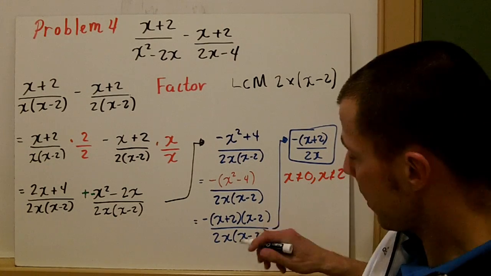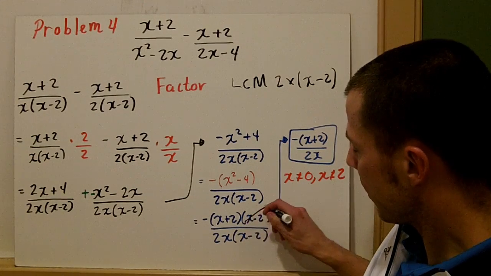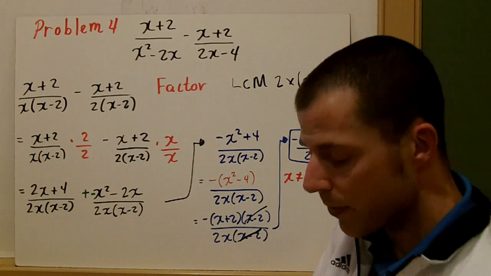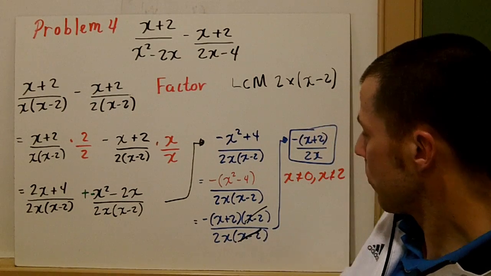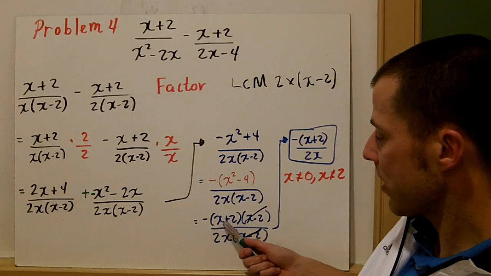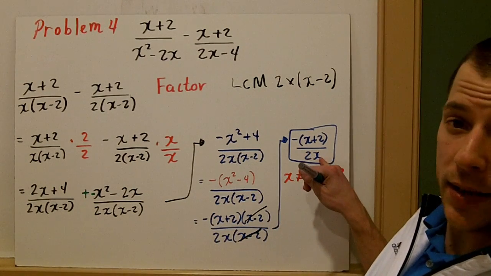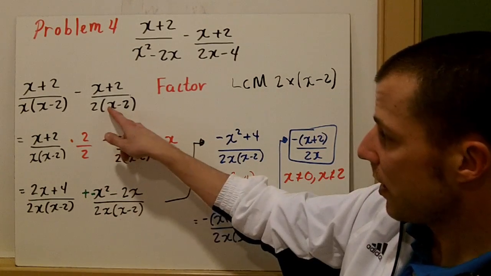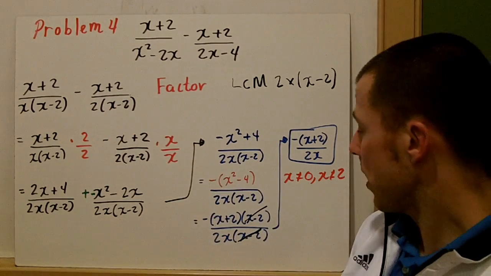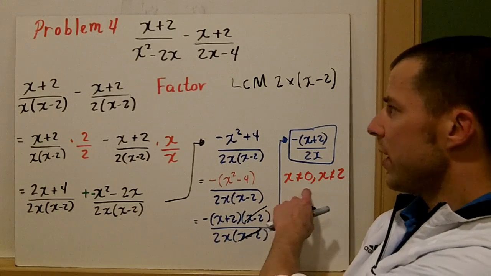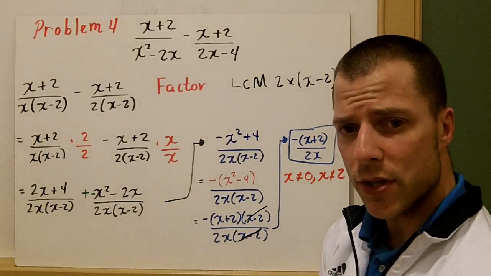Now look what happens here. You have a common factor again in the numerator and the denominator. Those become 1. So we're really left with the opposite of x plus 2 over 2x. Now we know that x can't be 0, but if we look back here, x can't be 2 as well. So the last step is to look at the domain restrictions.